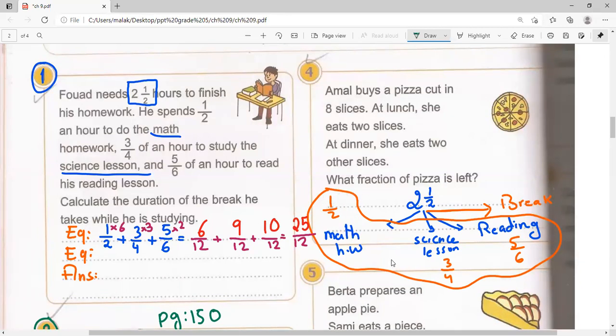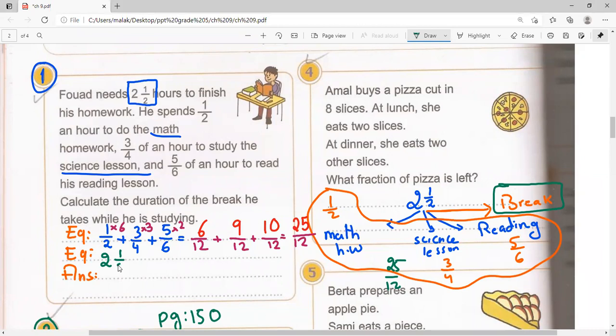I'm asking you. He spent 25 over 12 hours to finish all what? All lessons: the math homework, science, and reading. All lessons, exactly. So how will we find the duration of the break he will take while he's studying? How will we find the duration of the break, Leia? Yes, continue. Correct, we subtract. We subtract the answer that we got by which number? The total duration. What is the total duration? How many hours does he spend? Two and a half. Two and a half is the total duration.